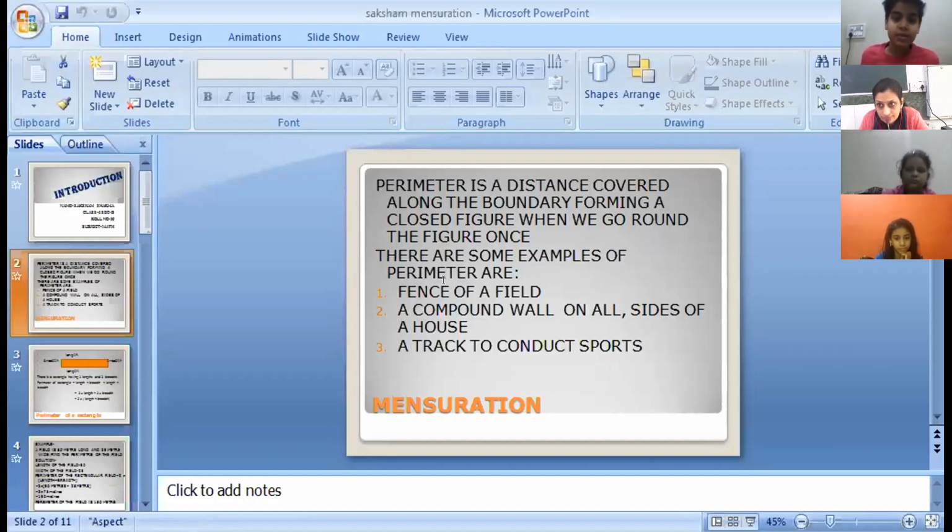What is perimeter? Perimeter is the distance covered along the boundary forming a closed figure when we go around the figure once. Some examples of perimeter are the fence of a field, a compound wall on all sides of a house, and a track for conducting sports.